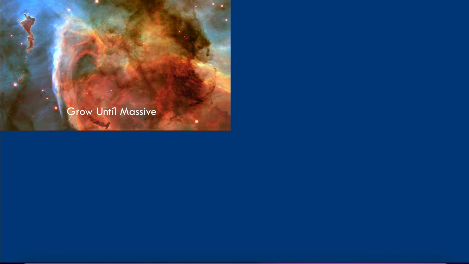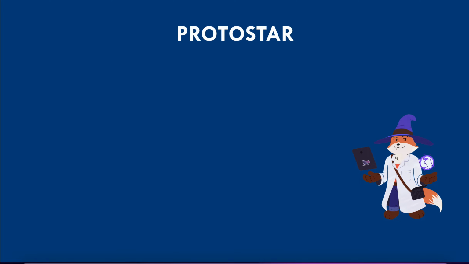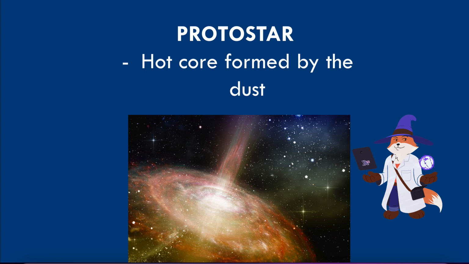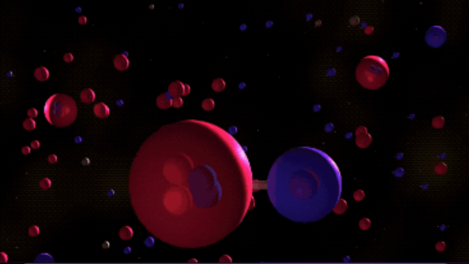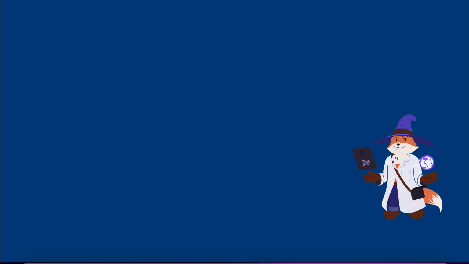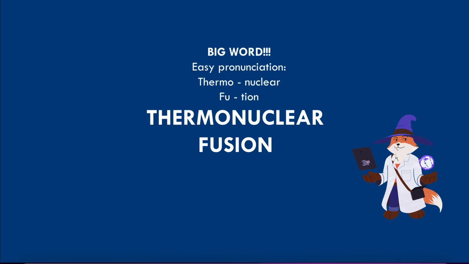It grows bigger and bigger until it's extremely massive. Due to strong gravity, the dust cloud collapses, folds in, and gets hotter and denser. This forms a protostar, which is the hot core formed by the dust. As the newborn protostar begins to generate heat, hydrogen atoms in the cloud collide and fuse together to make helium, just like how blue and yellow are combined to make green. This chemical reaction, or thermonuclear fusion, causes the star to become very bright, just like our sun.